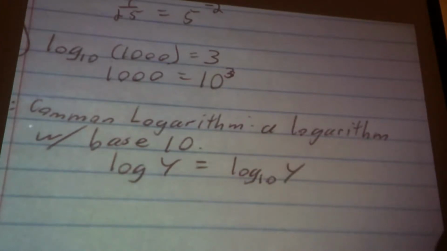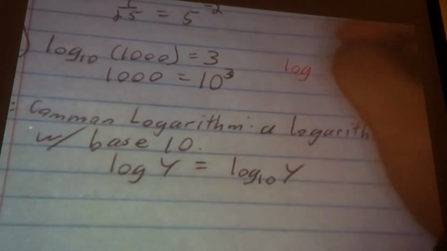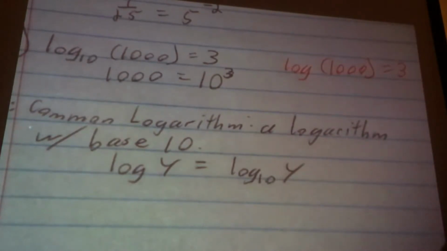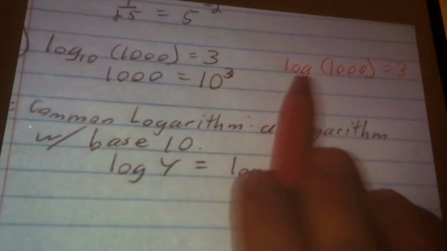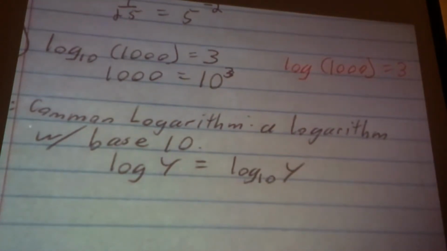So for example, if we look back at number 4, this could also be written as log of 1000 is equal to 3. And basically saying if you don't see a number in the base, you can assume that it's 10. You automatically assume that it's 10.